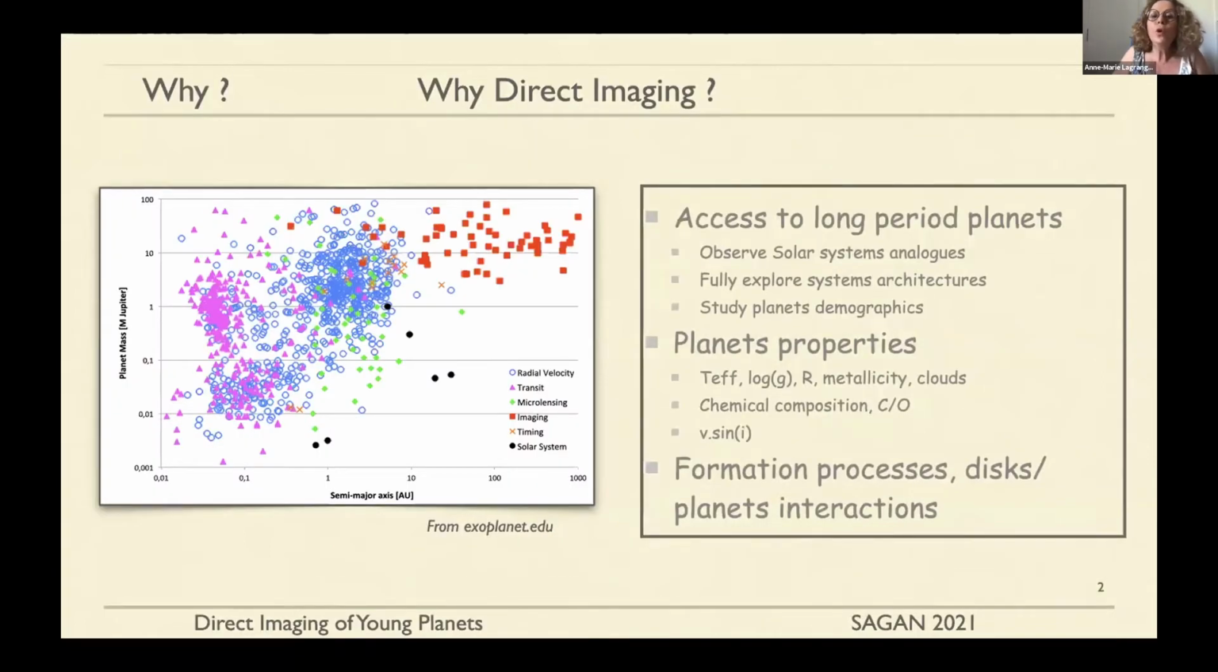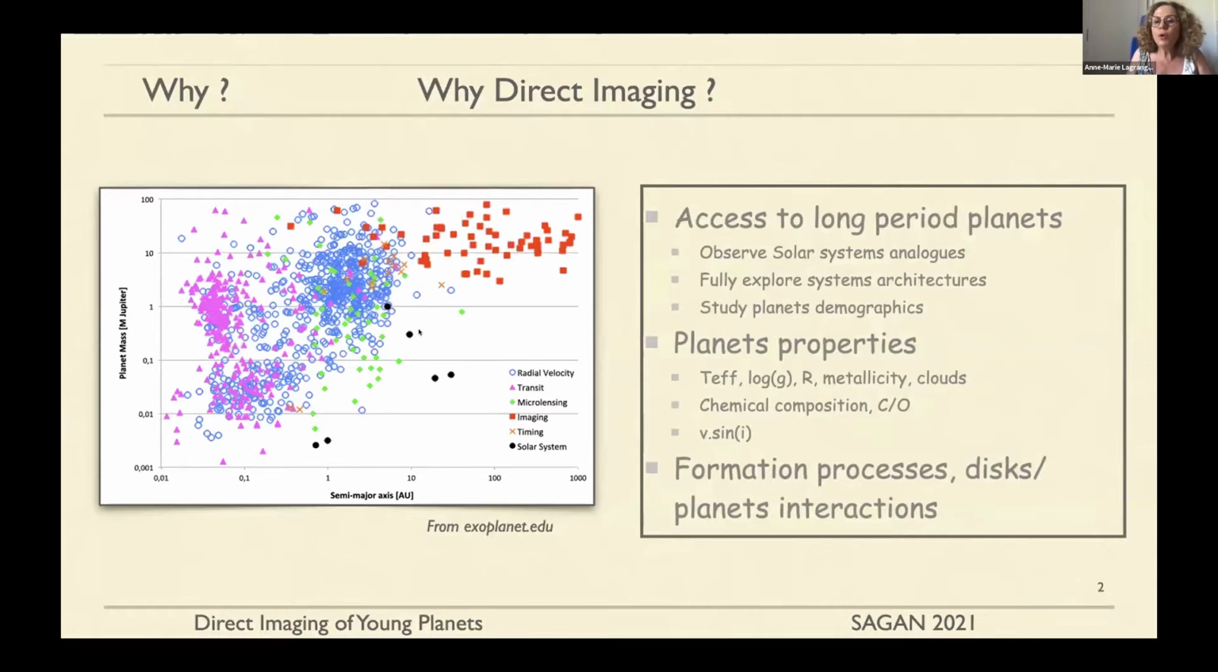First, why do we want to do direct imaging, as there are already 4,000 planets detected, mainly with indirect methods? In fact, as you see in this diagram, the indirect methods allow you to detect planets up to the border of the outer solar system. But the other giant planets are out of reach of indirect methods. So if we want, for instance, to observe solar-like systems, analogs, we have to do direct imaging.